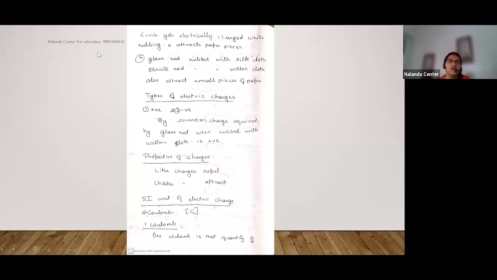By convention, we have been following that whatever charge is acquired by the glass rod when it is rubbed with a woolen cloth, say this is glass rod and this is a woolen cloth, and we rubbed it with each other, the charge acquired by the glass rod is taken as positive. All right. So this is the convention. There is no hard and fast rule, but then this has been followed all along. Now, what are the properties of charges? Like charges are going to repel each other, unlike charges are going to attract each other.